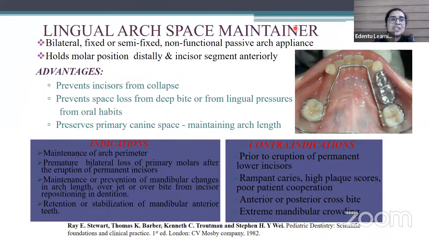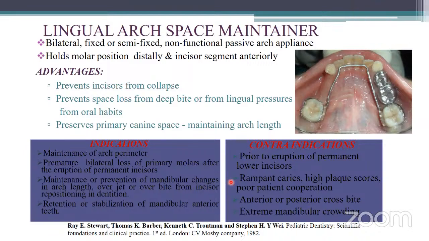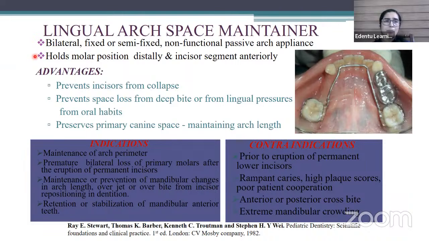Now, the question which was asked was regarding the lingual arch space maintainer, its advantages, indications and contraindications, and the procedure of how we make a lingual arch space maintainer. So it is a bilateral, fixed or semi-fixed, non-functional passive arch space maintainer. It helps in holding the molar position distally and the incisor segment anteriorly.